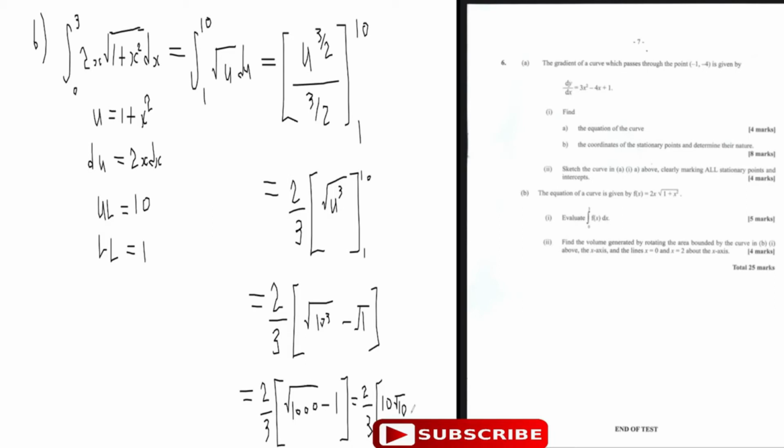2 over 3 times (10 root 10 minus 1). It looks better to me. It's not annoying anymore. So that's that.